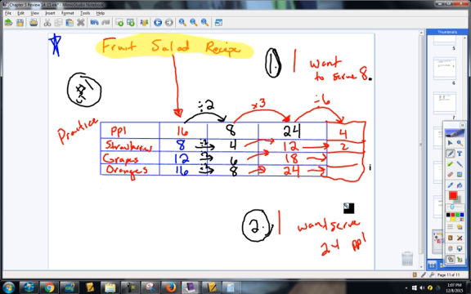So 12 divided by 6 would be 2. 18 divided by 6 would be 3. 24 divided by 6 would be 4. And I could figure out any amount of people that I need to serve, because if I only got 8 people at my house, I don't need to make it for 16 people. Okay? So there will be one just like that on your formative tomorrow. I just wanted everybody to be aware of it. Okay?